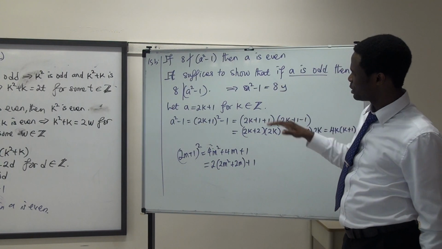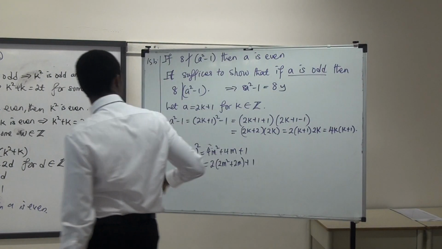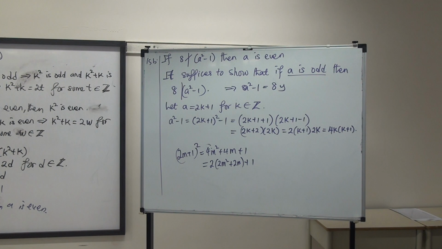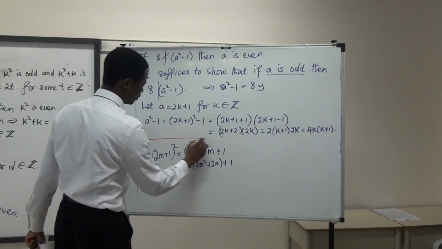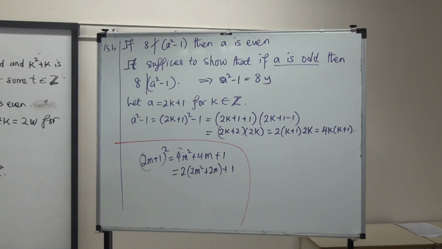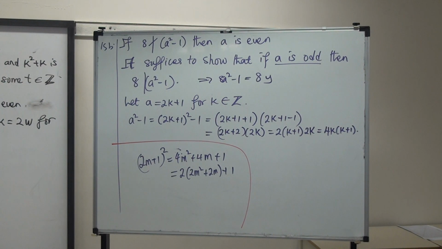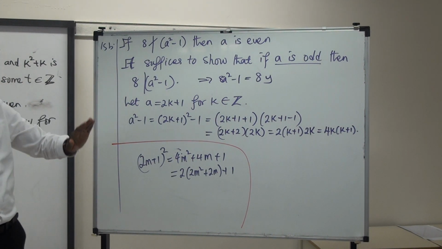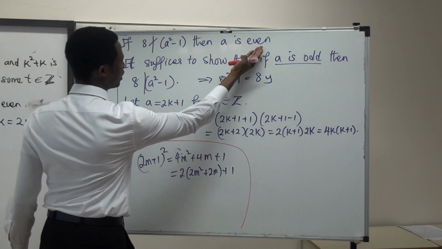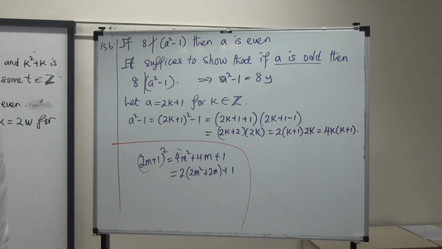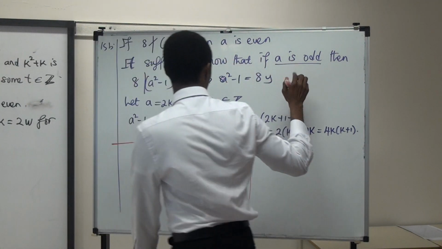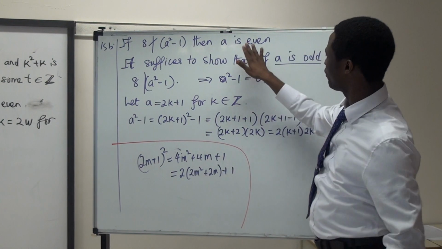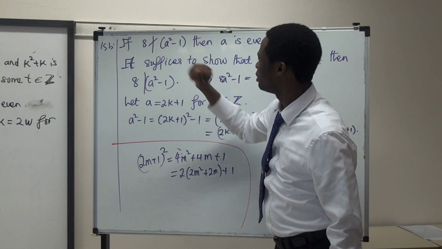Ready? So this is the original problem. The original problem says, if 8 does not divide a squared minus 1 for whatever value of a, then a must be even. So again, we use contrapositive. It suffices to show the negation of this implication. We want to show that if a is odd, then 8 divides this.